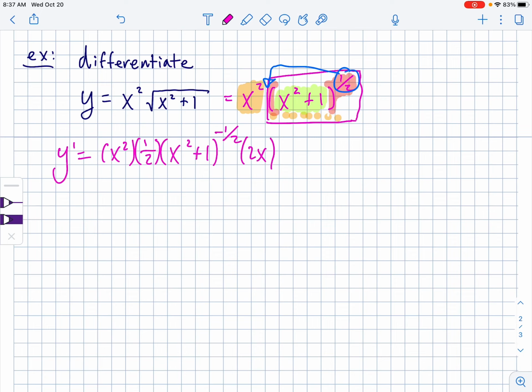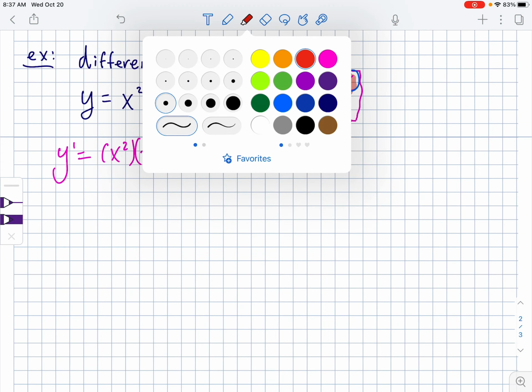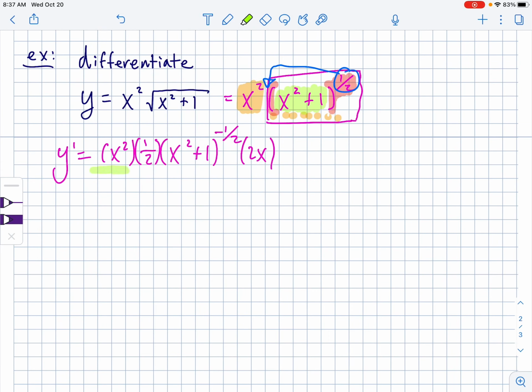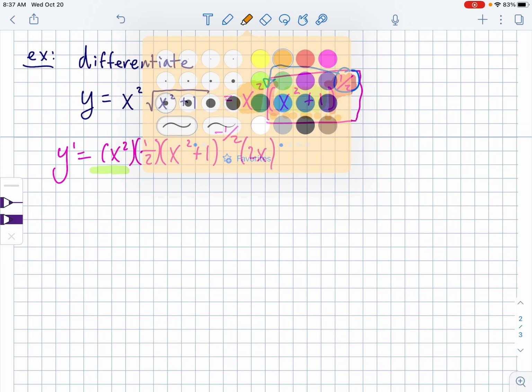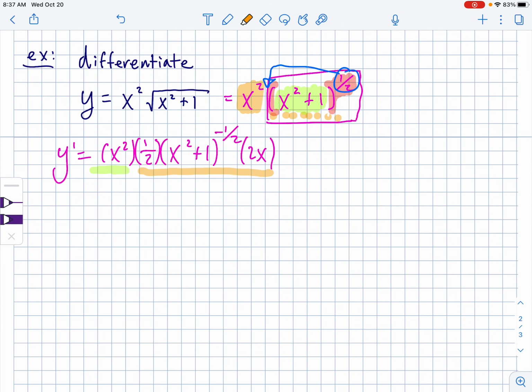But then you have to do derivative of the inside. So that's still just the chain rule. So derivative of the inside is 2x. So far, I wonder if I can color code this. This is first, and then d second is all of this. It's just that the d second involved a chain rule.